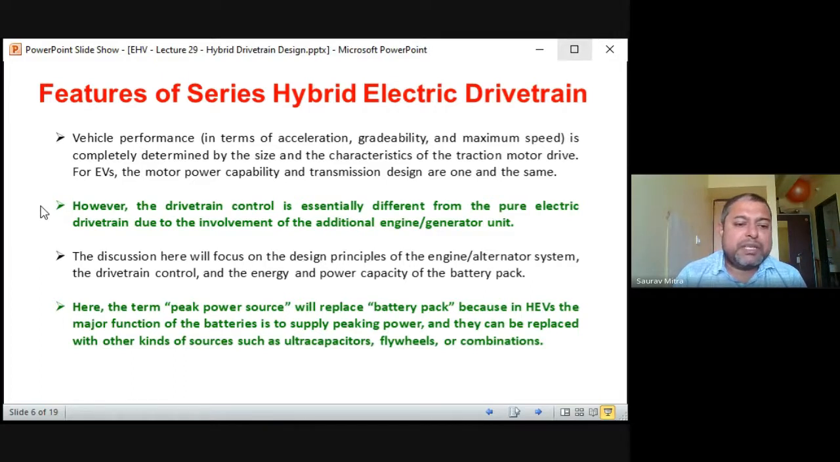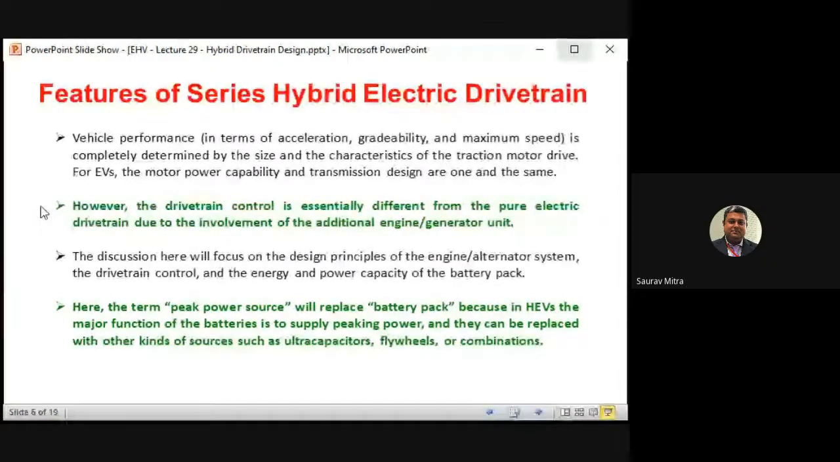They can be replaced with other kinds of sources such as ultracapacitor, flywheel, and combinations. It is not necessary that the peak power source will always be a battery. Sometimes it can be an ultracapacitor, it can be a flywheel, that is a mechanical battery, or sometimes a combination of battery, ultracapacitor, battery, flywheel. So there may be more than one peak power source, but the main source is the generator, or the alternator, or the engine and alternator unit.